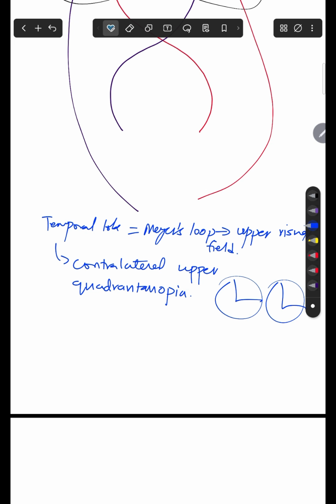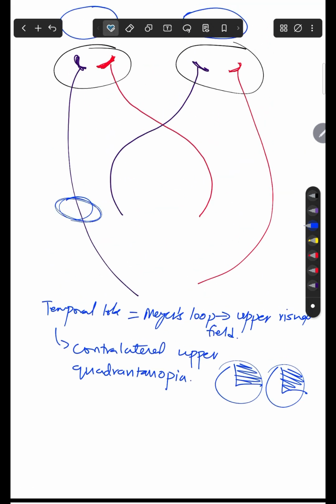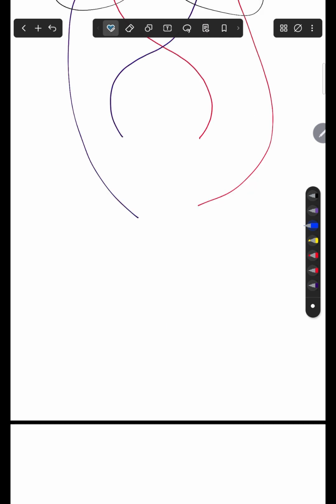If, for example, the left side is damaged, then you're going to have right upper quadrantanopia. The temporal would be on the outside, and then the parietal would be on the inside, right? So the parietal lobe carries the lower visual field. The parietal lobe is going to present itself like this. So it's going to be contralateral lower quadrantanopia.